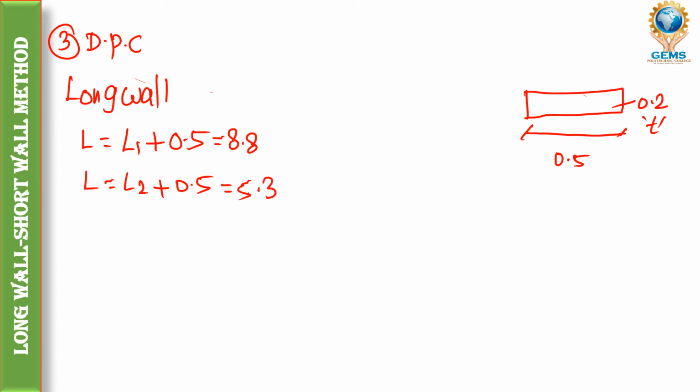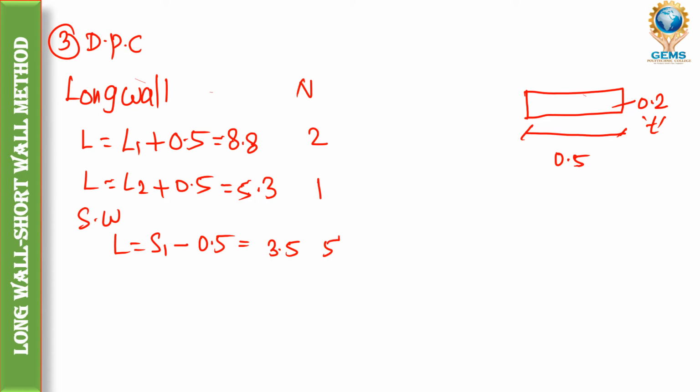Then for the short wall also the same thing. For the short wall, L equals S1 minus 0.5. The S1 value is 4, so 4 minus 0.5 we get 3.5. This is the length we have found. Next is N, which we know already: 2 for L1, as we have two sides, then for the short wall 5. So this is the N value.